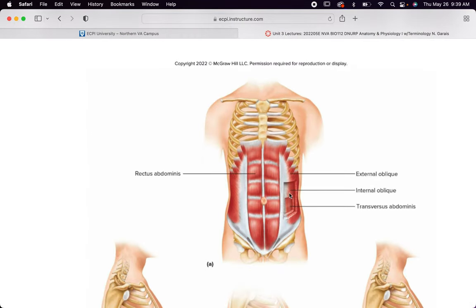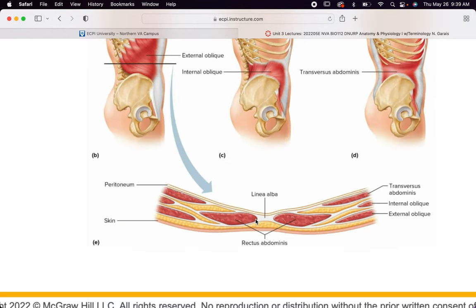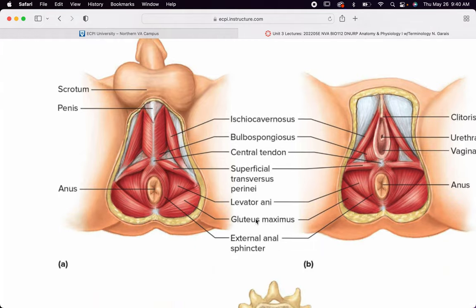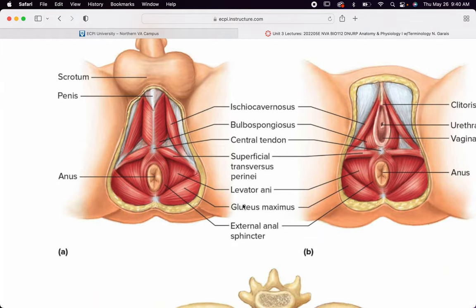This is must know: external oblique, internal oblique, transversus abdominis, rectus abdominis, and the linea alba. That will definitely come out. These are the items that we were talking about.